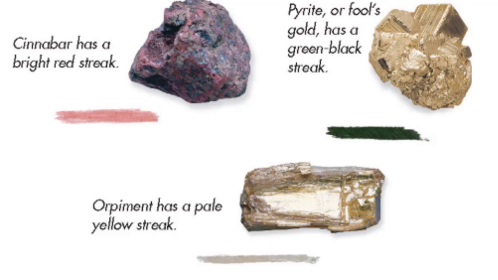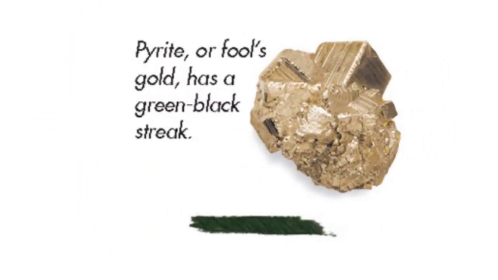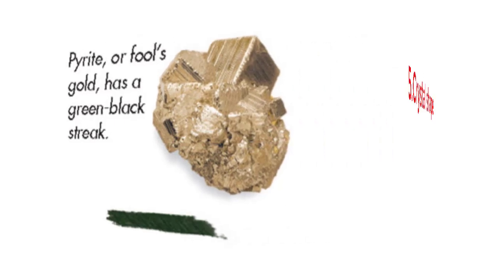Some minerals such as gold leave a streak that matches their color, but sometimes the streak is a different color than the mineral itself. For example, hematite can be silver or red, but its streak is always red. The streak of hematite is only red. Also, if you remember, false gold mineral is called pyrite. Pyrite has a green-black streak. It is different than the gold.